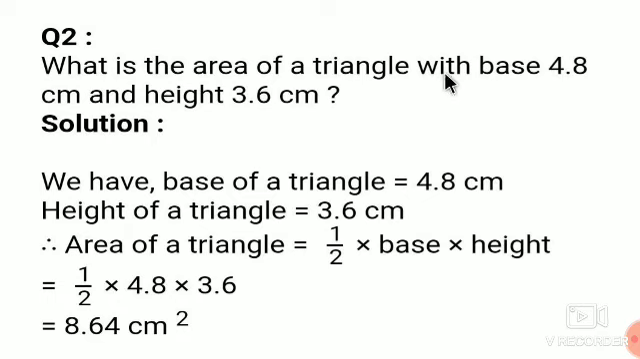What is the area of the triangle with base 4.8 centimeter and height 3.6 centimeter? Here whatever is given, you have to write first: base of the triangle is 4.8 centimeter and height of the triangle is 3.6 centimeter. Therefore area of the triangle is equal to 1 upon 2 multiplied by base into height. Put the values in the formula, we will get the answer 8.64 centimeter square. Understood? It is very easy.